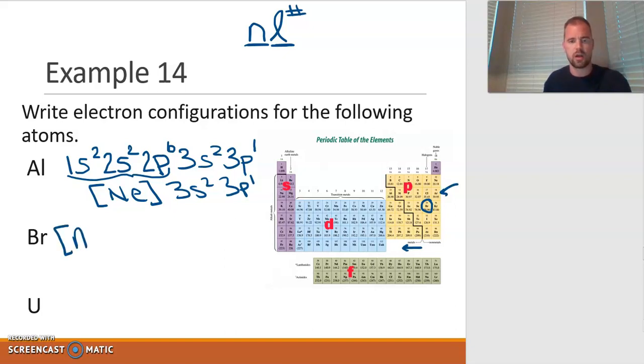So I'm going to reference argon in brackets, and then I'm just going to add on to it. So after argon, I'm going to start right here. I'm in the 4th energy level. I'm in the S block, and there are 2 electrons.